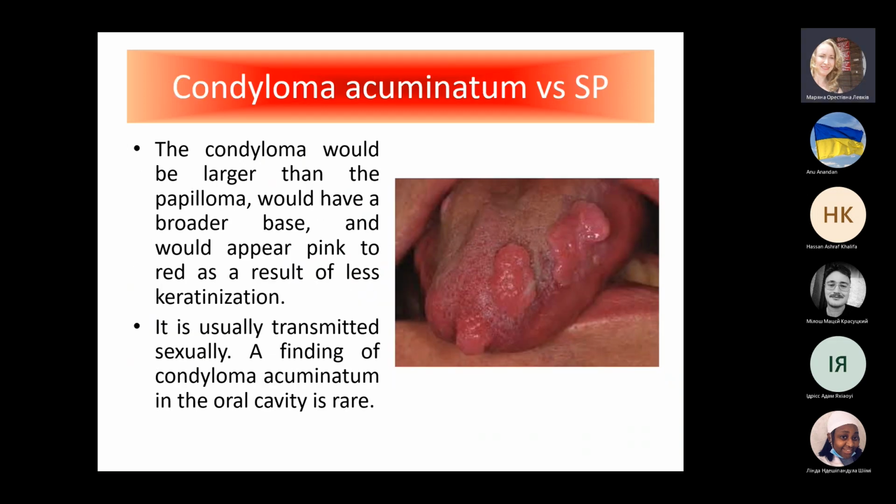Condyloma acuminatum. The condyloma would be larger than the papilloma, would have a broader base, and would appear pink to red as a result of less keratinization. It is usually transmitted sexually. A finding of condyloma acuminatum in the oral cavity is rare.